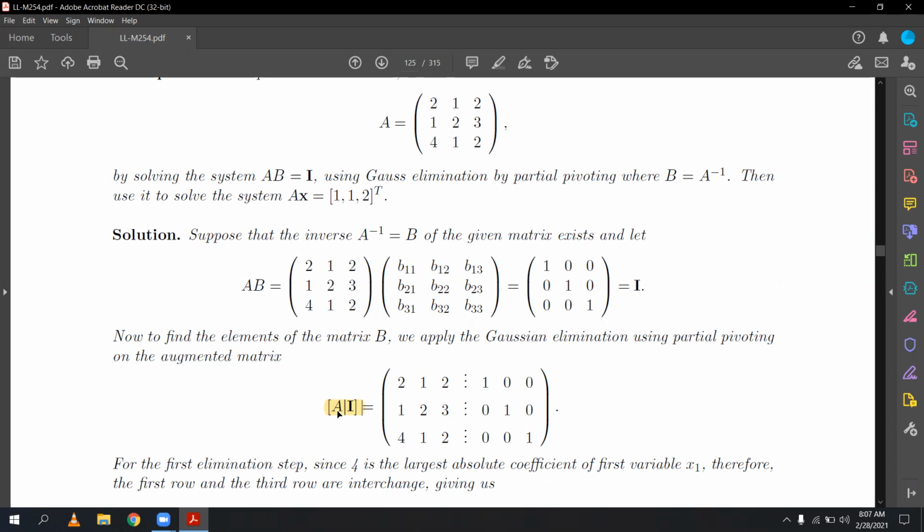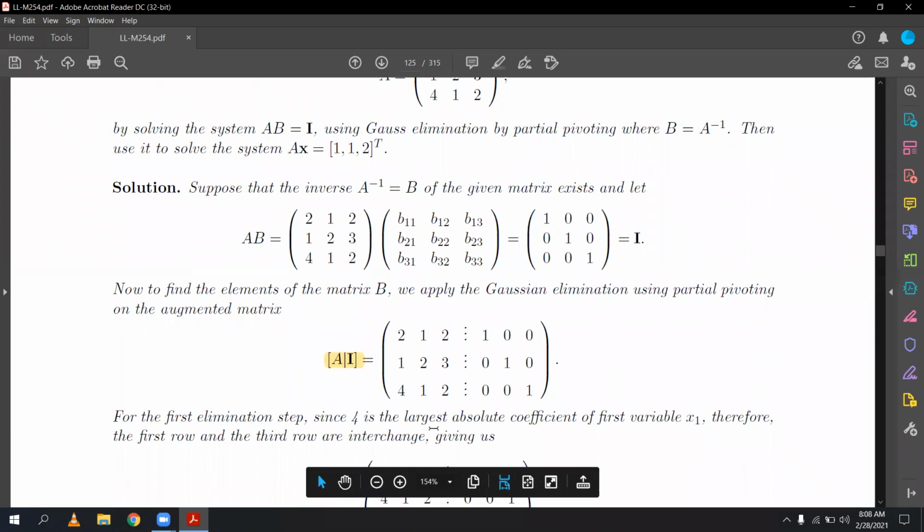So what we do, we start with the augmented matrix A with I. I is a unit matrix and the size of A and I should be equal. This is your A and this is your I. So we use the same procedure of partial pivoting and convert your system into the upper system. But when we convert into the upper system, on the right-hand side we do not have a 1 column like before. We have a 3 column.